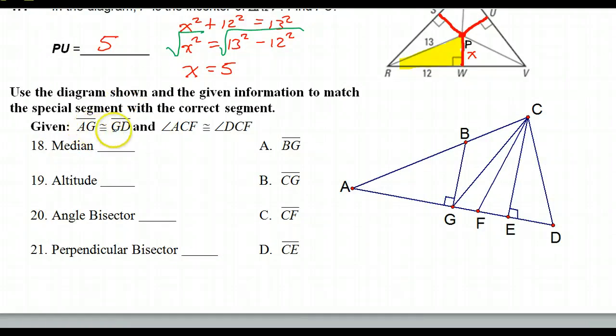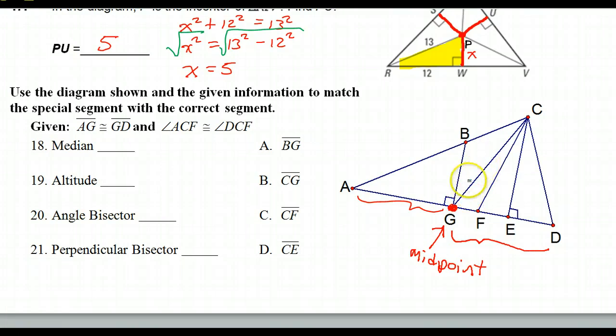So we are given that AG and GD are congruent. Okay, thus AG is this, and then GD is this. So that makes G the midpoint. That was the point of that, midpoint. G is the midpoint. So keep that in mind. We're also told that angle ACF is congruent to angle DCF. All right, I should draw. So here's angle ACF, shown here in green, and here's angle DCF, shown here in red. Those angles are supposed to be congruent. So let's just keep all that in mind.